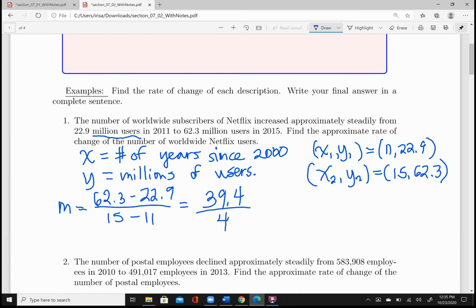So it's not going to divide evenly, but let's just take out our calculators and go ahead and simplify 39.4 divided by 4, and what do we get? Well, we get a nice round-ish value of 9.85. Now notice that the millions of users in the initial information were rounded to the nearest tenth of a million, right? There was only one decimal place, so we have 22.9 and then 62.3.